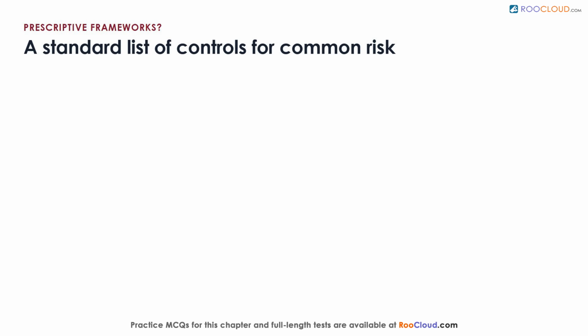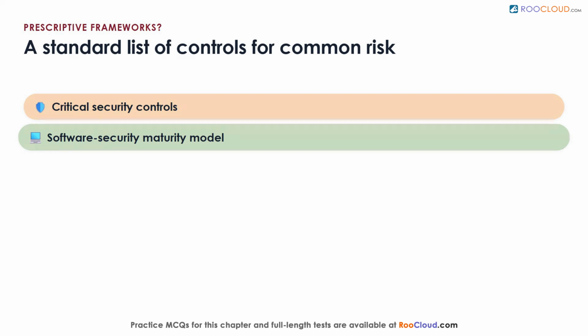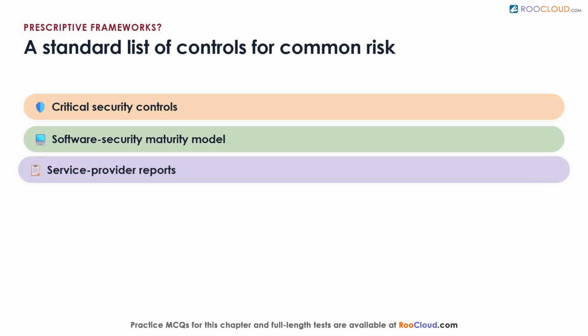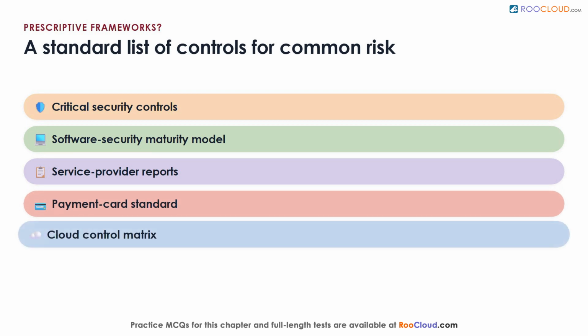What about ready-made control frameworks? Sometimes an authority gives you a prescriptive set of controls. These offer a standard list to mitigate common risk. You'll meet several well-known examples. A prioritized set of critical security controls. A maturity model for software security. Reports on a service provider's controls. A security standard for handling payment card data. And a control matrix built for the cloud.